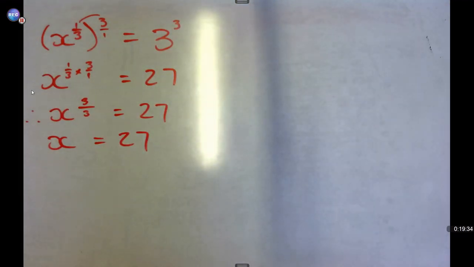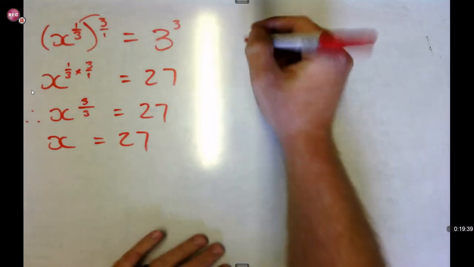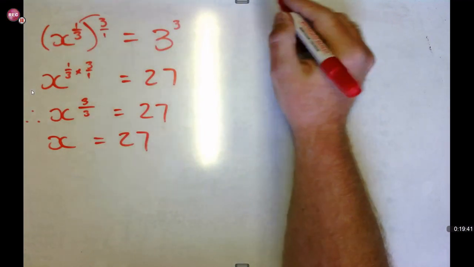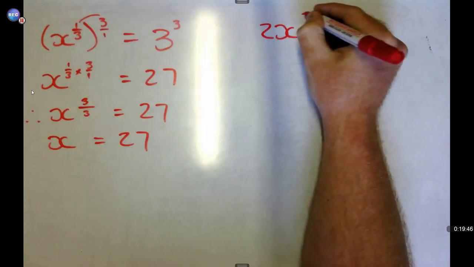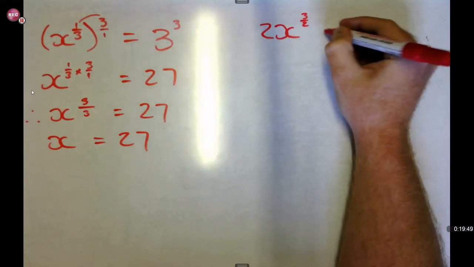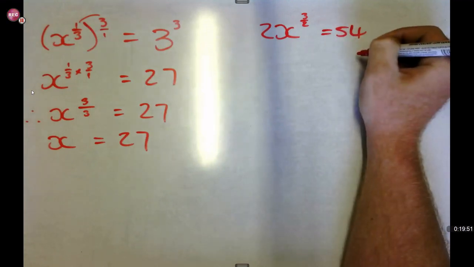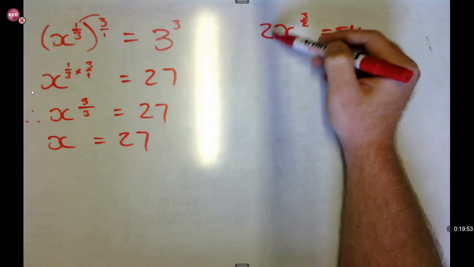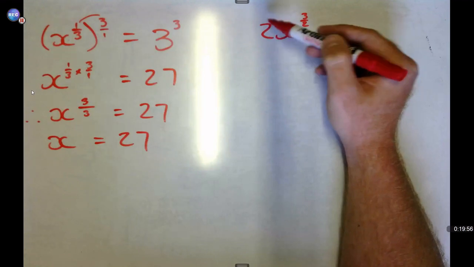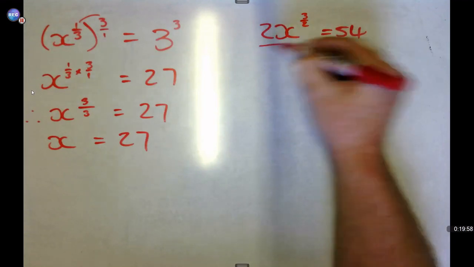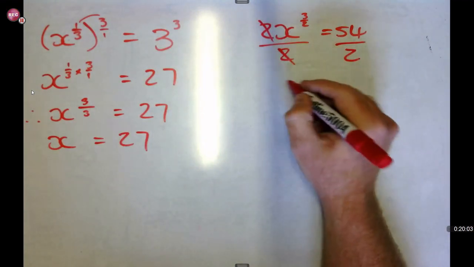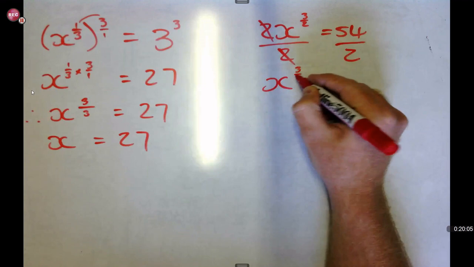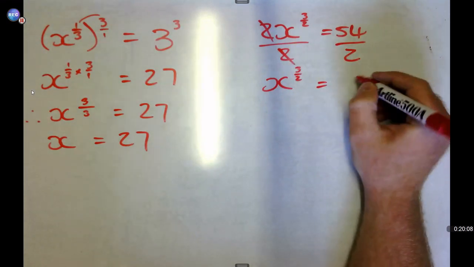Let's quickly do another question. I think I'm going to do that one on the right here. The next question that we've got is 2x to the power of 3 over 2, which is equal to 54. The first thing that I want to do is get rid of this coefficient, because this thing is going to be a huge problem for you. So divide by 2 both sides. This cancels out, so on the left you will have x to the power of 3 over 2, and on the right side you'll have 27.